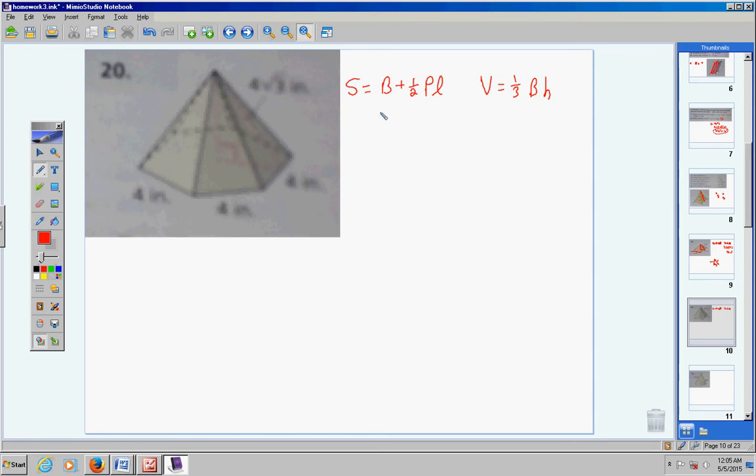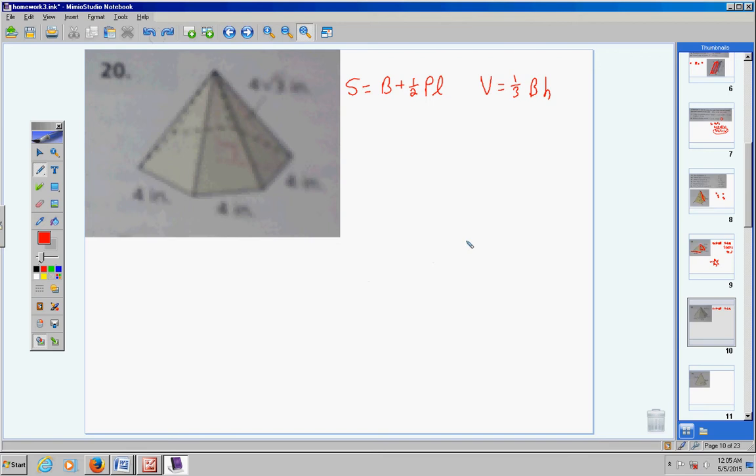Well, I have to find the area of the base. Now, that's going to be a challenge. This is a regular pyramid, thus I know the base is regular. So I've got sides of 4, 4, 4, 4, 4, and 4. It's 6-sided, okay? So what I have here is a six-sided base for this regular pyramid.